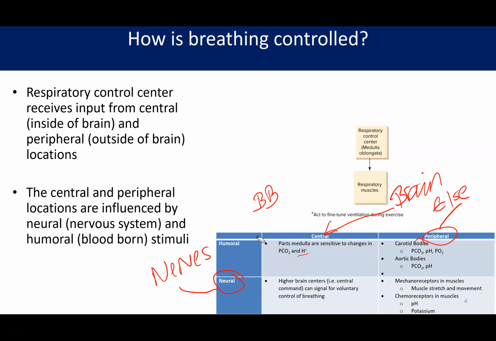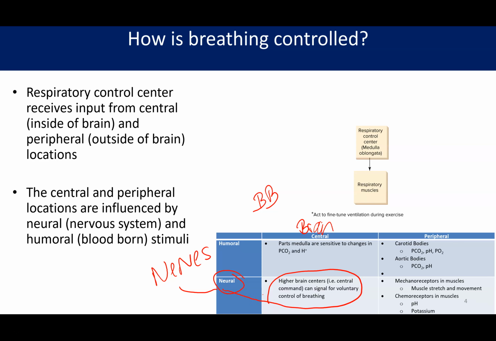Now we also have central factors, neural factors. So the central would be brain and nervous system. So we have nervous system factors that influence the brain. These are going to be like your afferent nerves that relay information back to the brain, telling the brain how much is going on. You also can have feed-forward factors, which we'll discuss in a second.